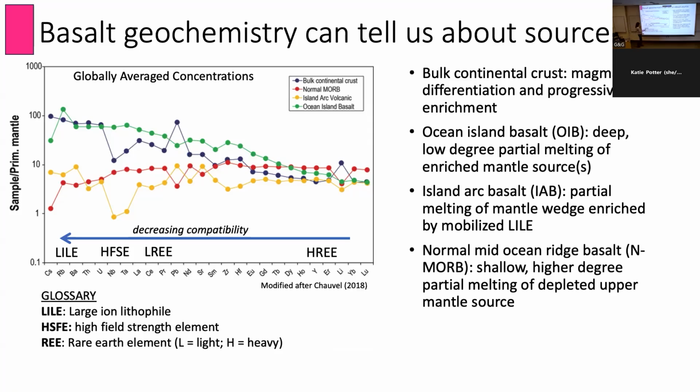And then we have the light rare earth elements, and the heavy rare earth elements also plotted on this x-axis. On the y-axis, we have sort of averaged concentrations from different source locations, and these are normalized to primitive mantle, which is kind of an idealized composition for the early Earth mantle. And what I want to point out here are the different characteristics in these line segments.